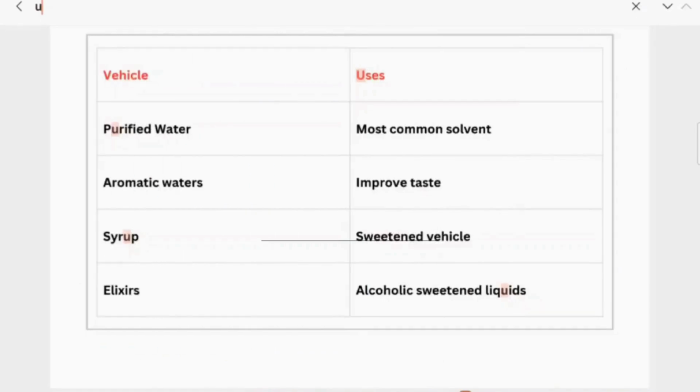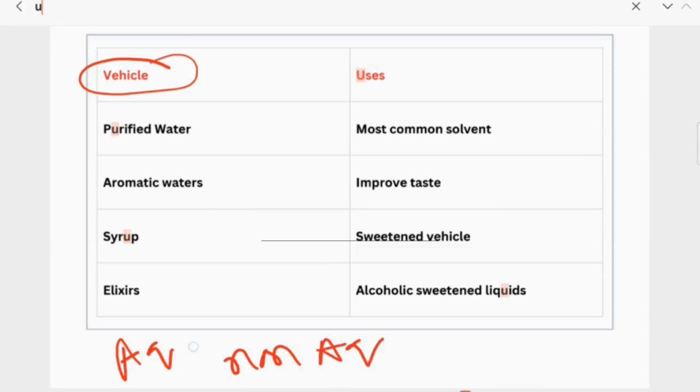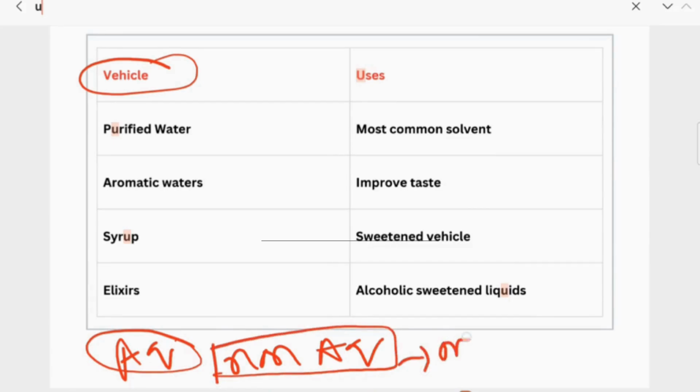Now the solvents, or you can say the vehicles. Here there are two types of vehicles. They are called aqueous vehicles and non-aqueous vehicles. Aqueous vehicles usually contain water. Non-aqueous vehicles usually contain organic solvents.